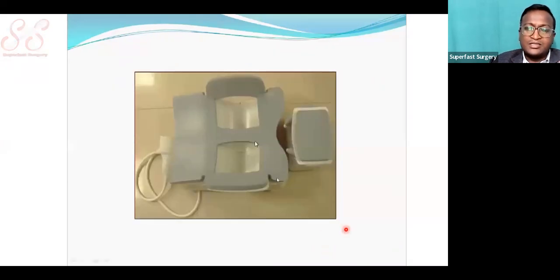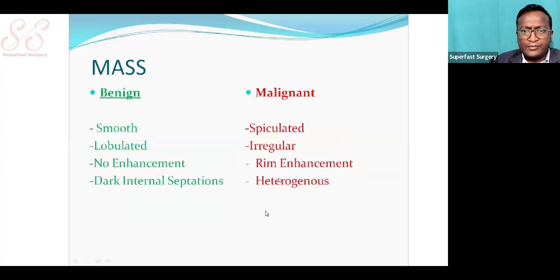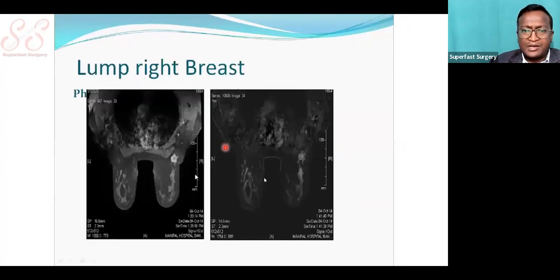So this is the breast coil which is used to acquire the breast MRI. Here the woman is laid prone and the breast will fall into this cavity, and this is the chin rest, and the imaging will be taken. After acquiring the imaging, we will get the image like this. And here the tumor is on this right side.